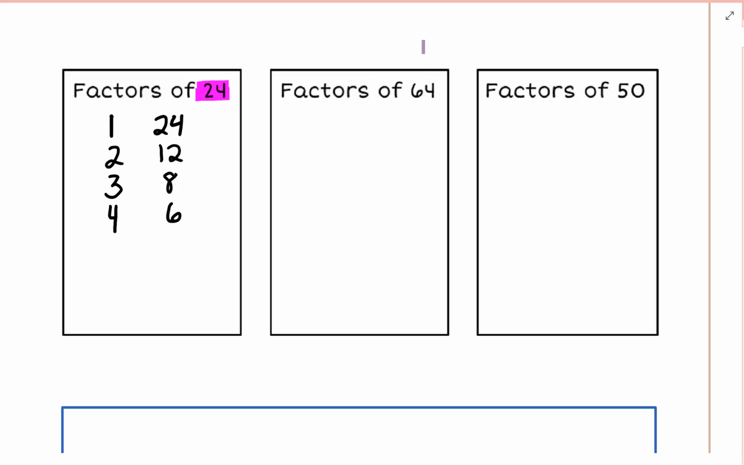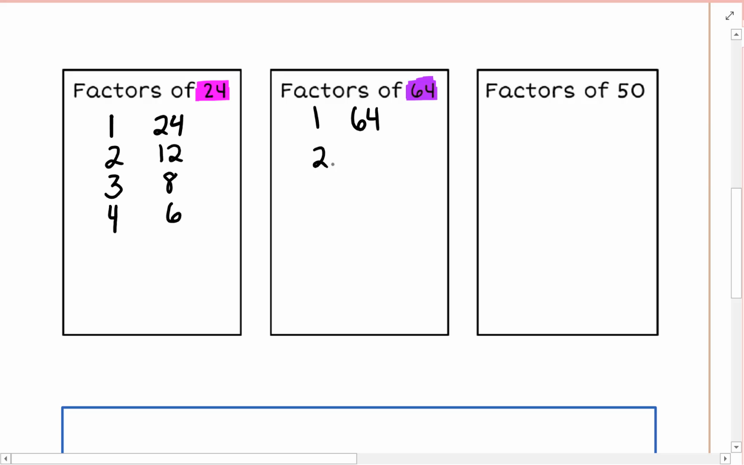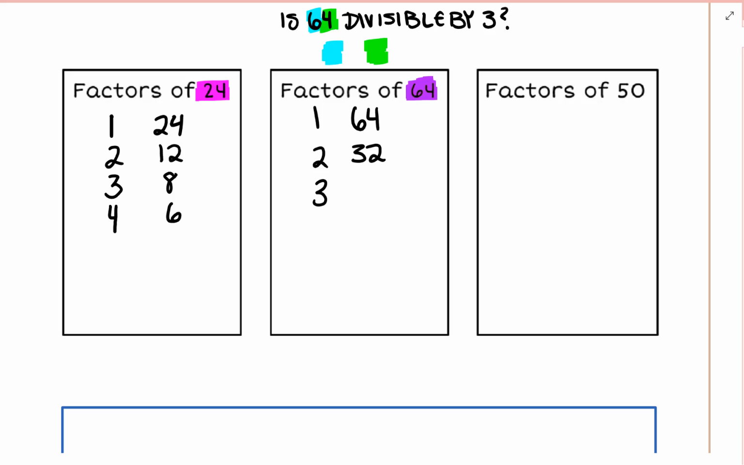What are the factors of 64? Starting with 1. 1 and 64. 2 and 32. 3. Does 3 go into 64? Well, let's test it. 64 has 2 digits, 6 and 4. And to be divisible by 3, the sum of those digits must be a number that is also divisible by 3. So is 10 divisible by 3? No, it's not. So neither is 64.